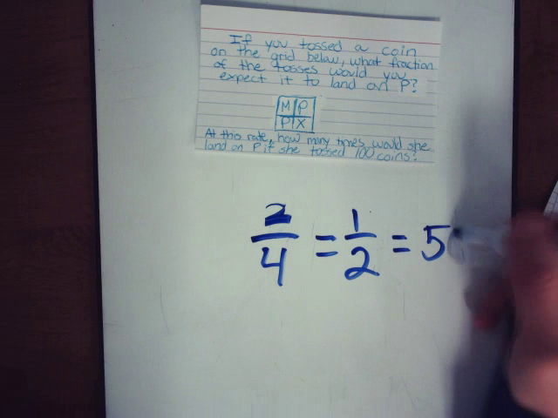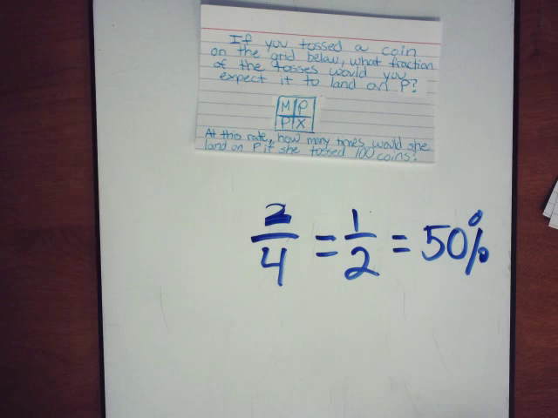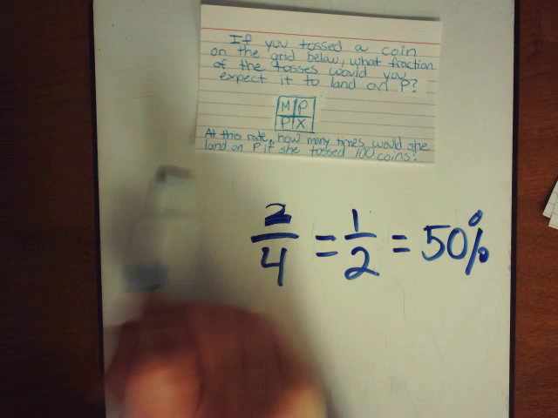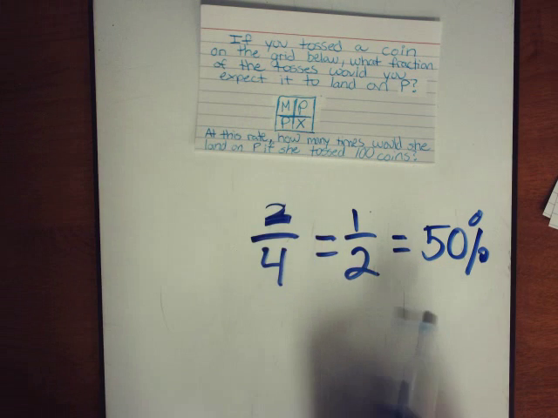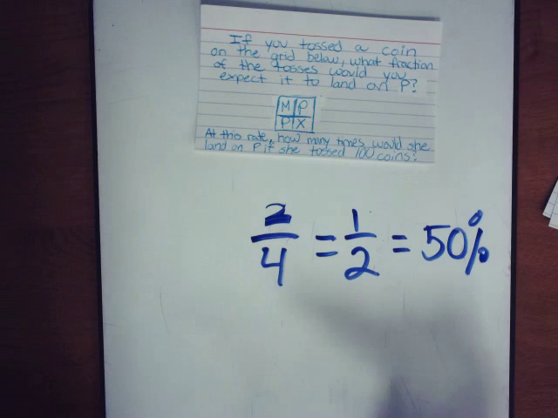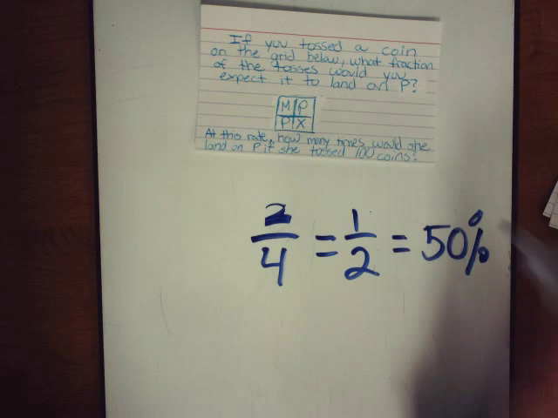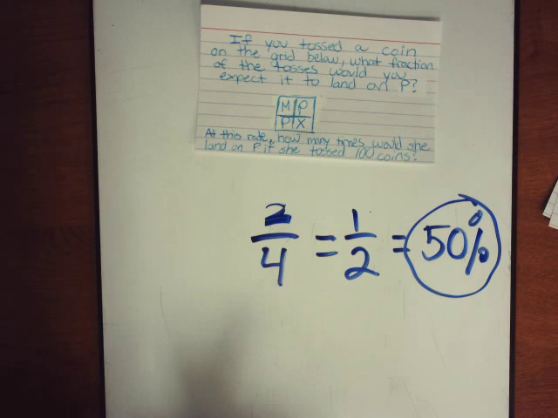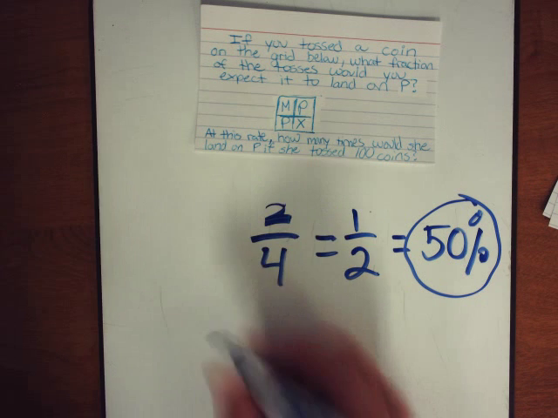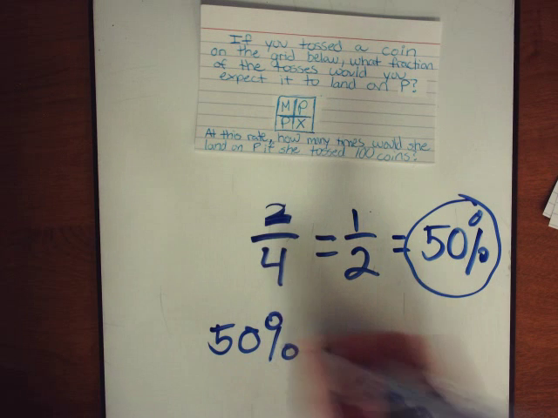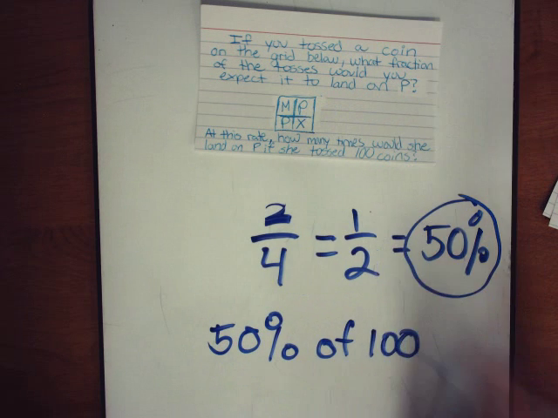50%. That's right. So then my next question says, at this rate, which means each time I throw it, I expect it to land half of the time, 50% of the time, right? How many times would she land on P if she tossed it 100 times? So again, we're thinking about what's 50% of 100.